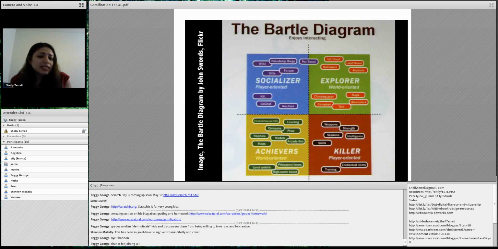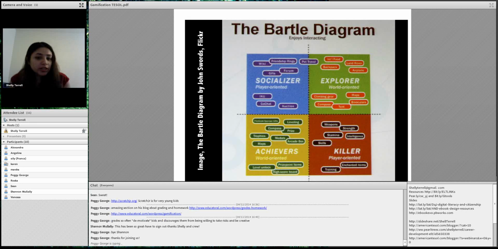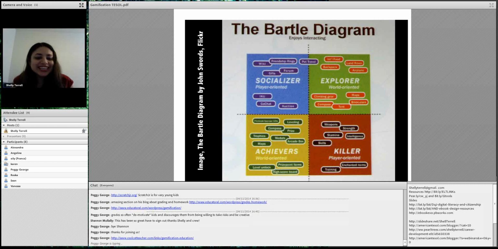The other thing is the Bartle diagram. You don't have to take this verbatim, but it's interesting to know. It's not something that I've incorporated, but I think it's very interesting. Basically, it says that our students can be four different types of gamer. They can be a socializer, an explorer, a killer, or an achiever. And I think all of us, when we see this, can kind of get that.